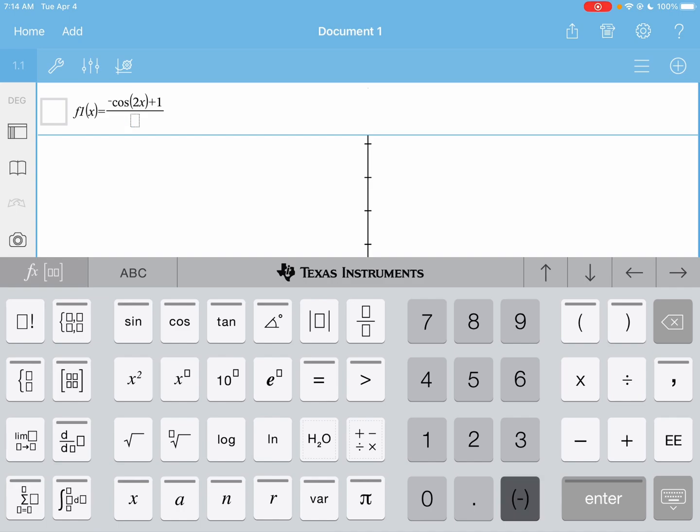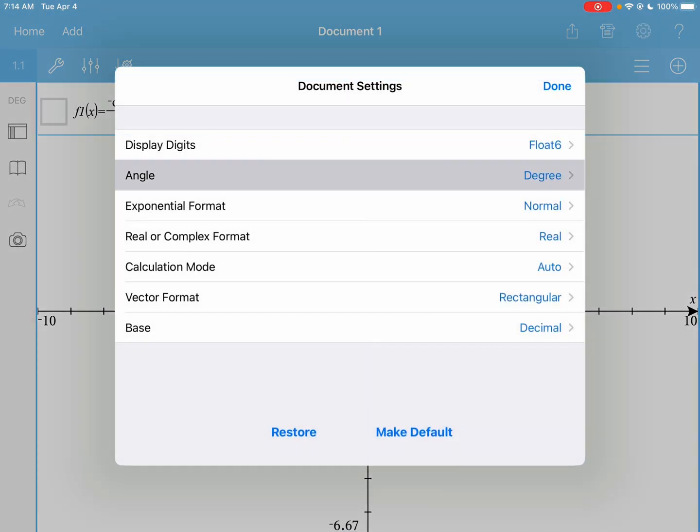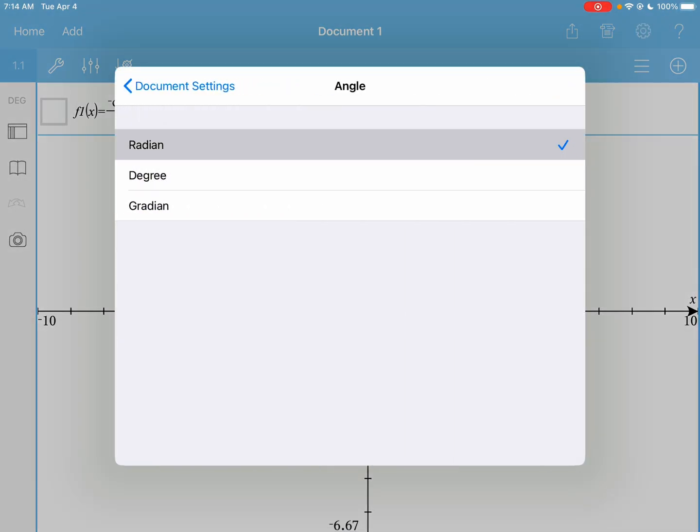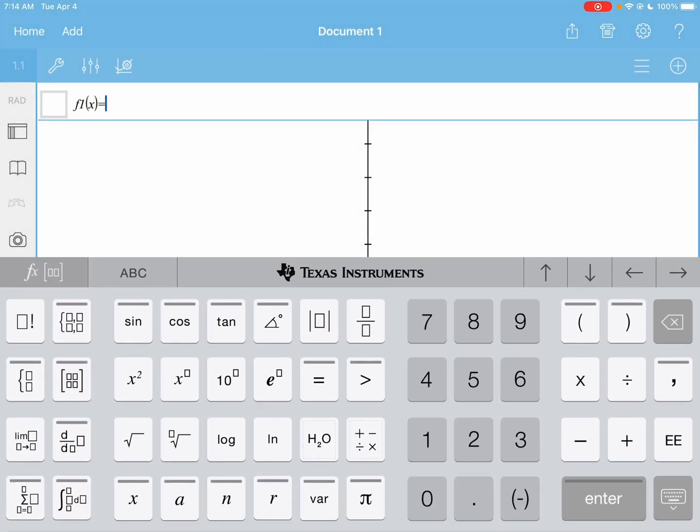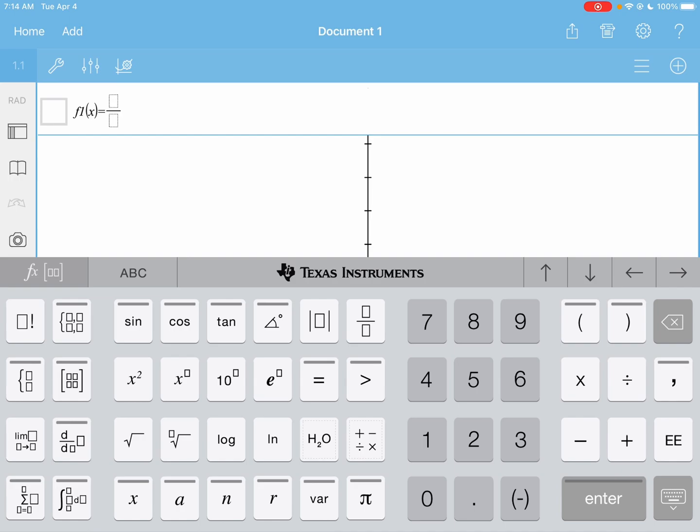Then I have a -2 sine x. And before I hit enter, it should be, oh, sorry, I put the 2 in the wrong spot, so let me fix that. Before I hit graph, I need to make sure that I switch over to radian mode. So it always needs to be in radian mode. Done. Oh, so I'm going to have to retype it in. That's okay, that's my fault.